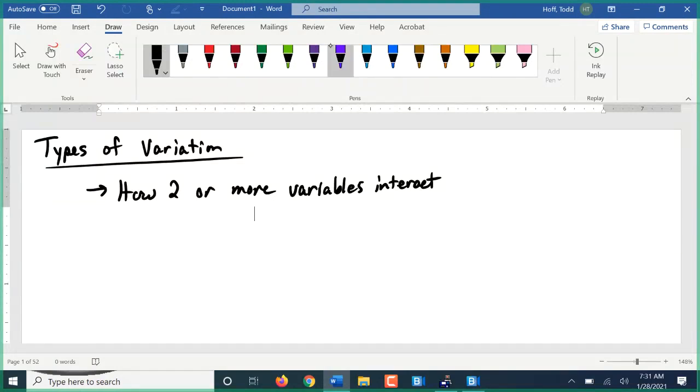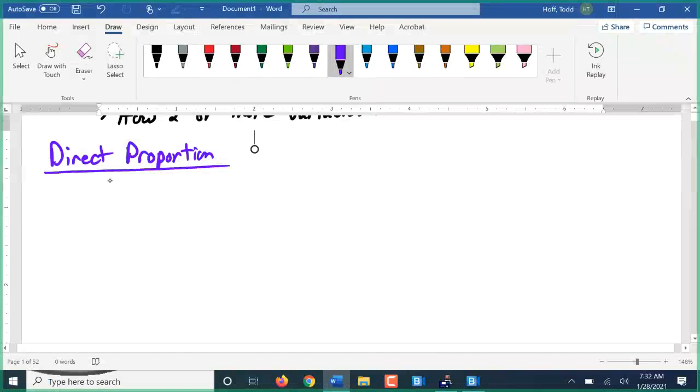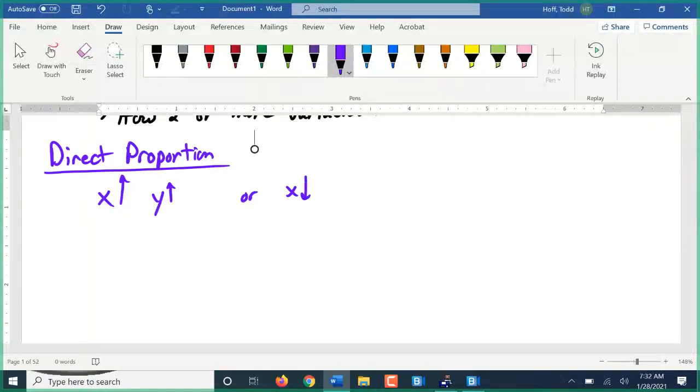The first type of relationship we're going to talk about is called direct proportion. And when we think of the term proportion or the concept of proportion, this is what we generally think of. It's two variables. We're just going to call them x and y. And when one gets larger, the other one has to get larger in a proportional fashion. Or if one gets smaller, the other one gets smaller, again, in a proportional fashion.